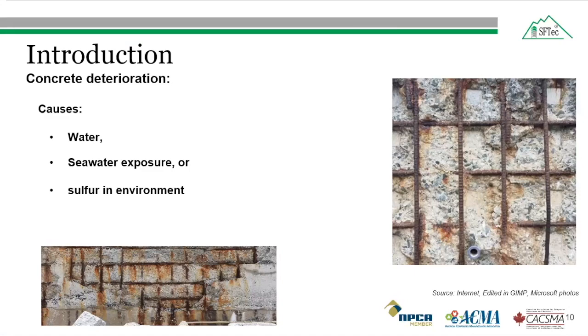Sulfur can come from a number of sources and can travel in the air and water, making it difficult to combat. Sulfur can corrode the ingredients in the concrete mixture as well as the steel reinforcement bars.